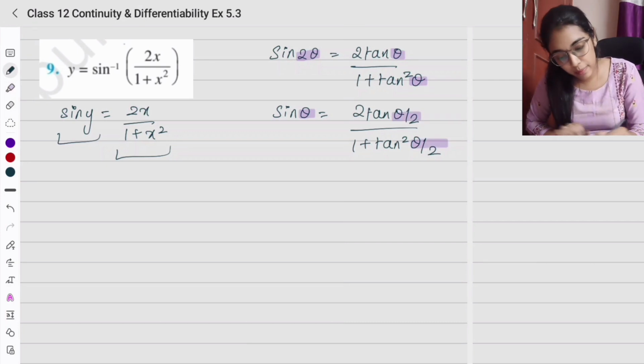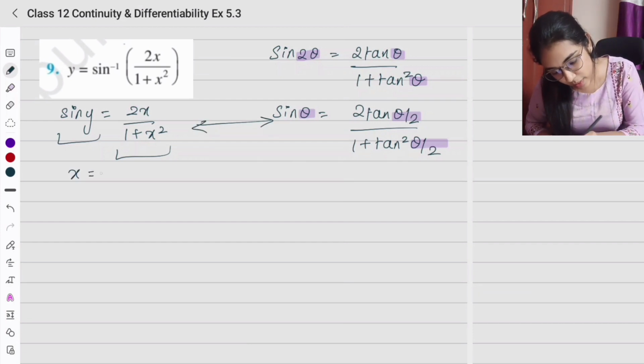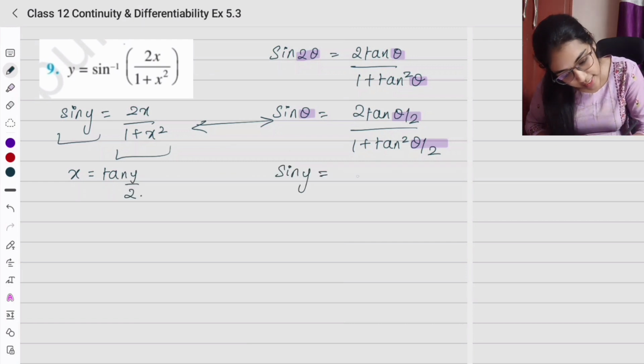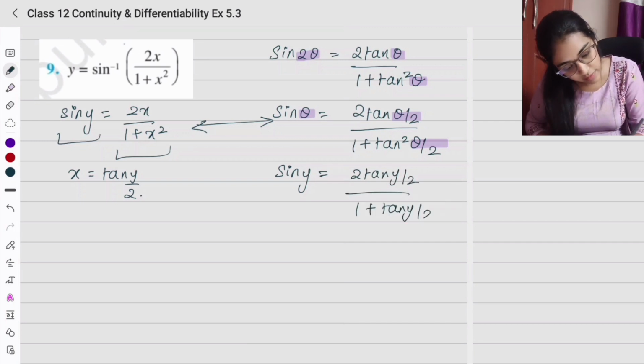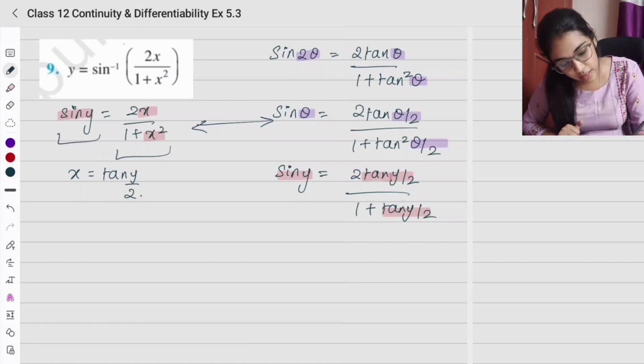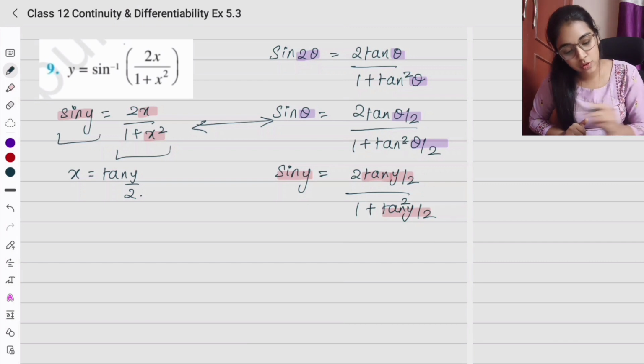Correct? So when I compare these two, what do I see? I see that I can rewrite my x to be tan y divided by 2. I can also write this as sin y is equal to 2 tan y divided by 2 divided by 1 plus tan y divided by 2. So when we compare here, what do we see? I see that x is tan of y by 2. Correct? When I compare these two, I see that sin y is in my LHS. What is in the RHS? 2x divided by 1 plus x square. Here 2 tan y by 2 divided by 1 plus tan y by 2. Sorry, you have a square here. Tan square y by 2. Tan square theta by 2. So it is going to be tan square y by 2.